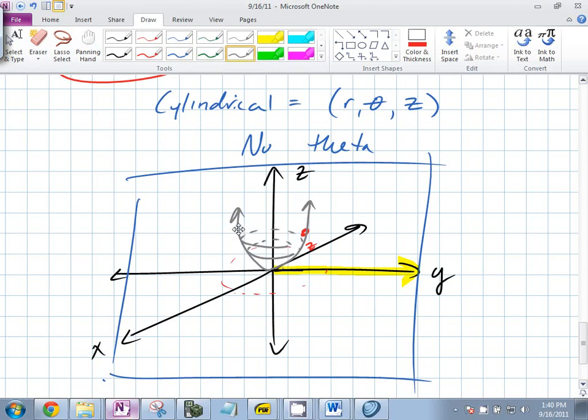Well, you could use washers to integrate this, sure. So that's this one, and we just graphed that one.